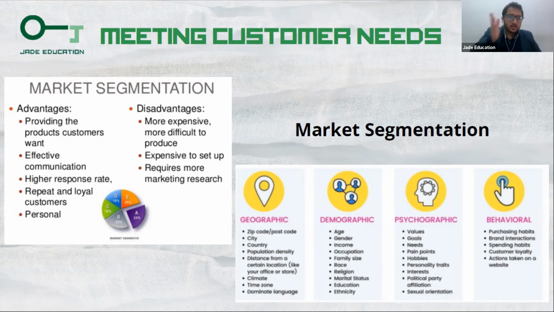So come back onto the other section. You see market segmentation. You have the advantages and disadvantages. Now, when you segment the market, when you divide it up, we have these people here and these people here, young people, old people, male, female, anything. We can divide it based on location. So now we focus particularly on them. So you are providing everything they want. You're very effective in your communication because you're very focused on them.